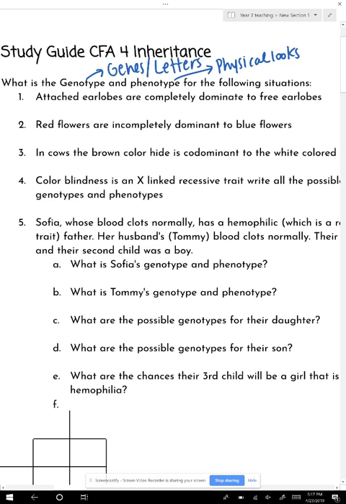And in this case, we have to give both the letters and what it's going to look like. It says attached earlobes are completely dominant to free earlobes. If it is completely dominant, that means that you either have attached earlobes or free earlobes. So completely dominant means one or the other.